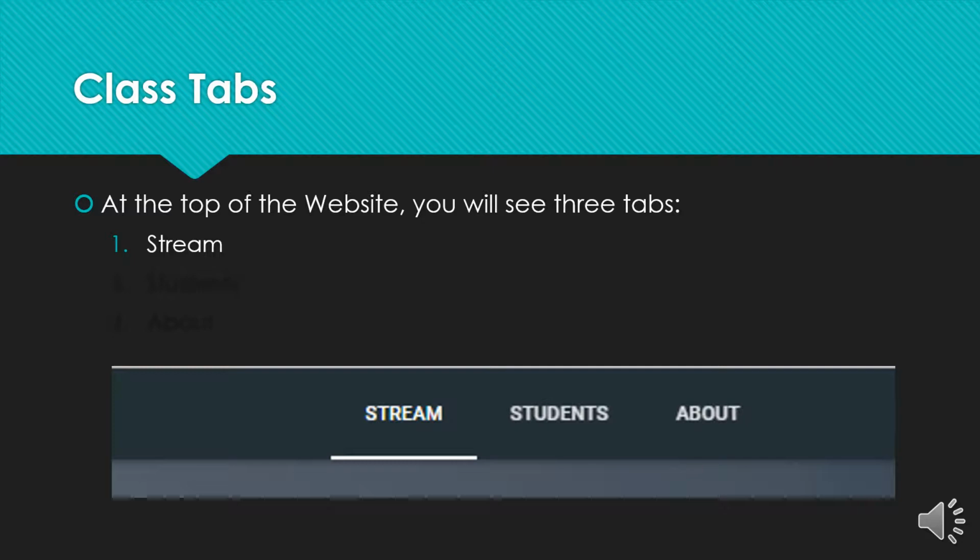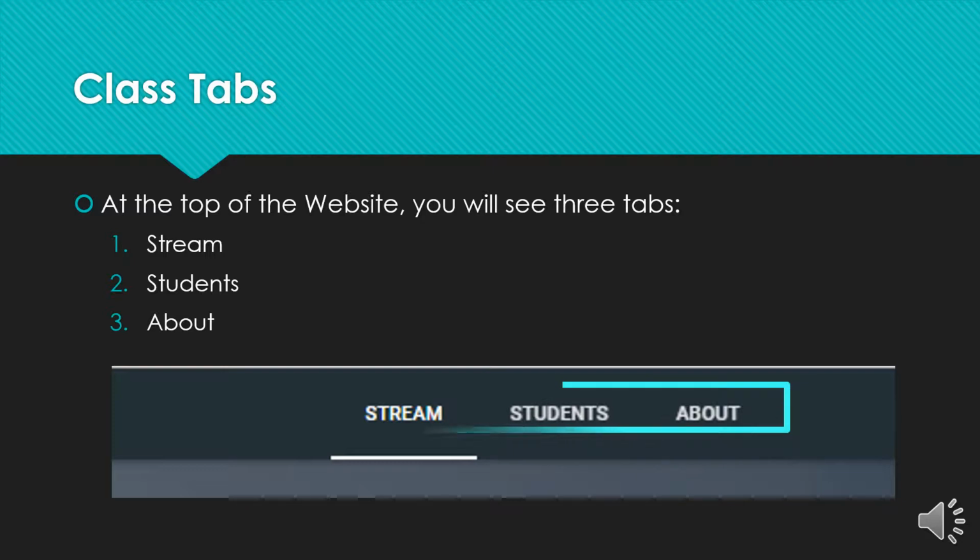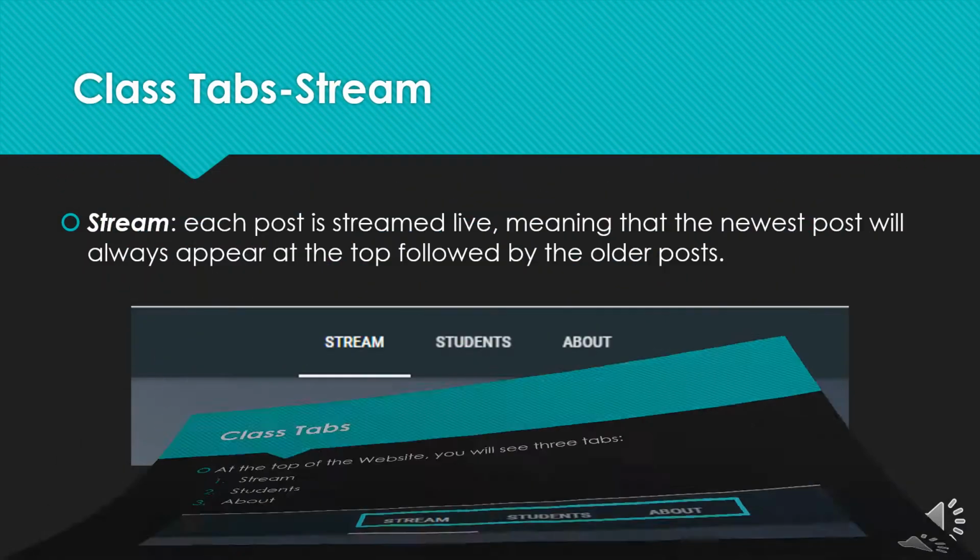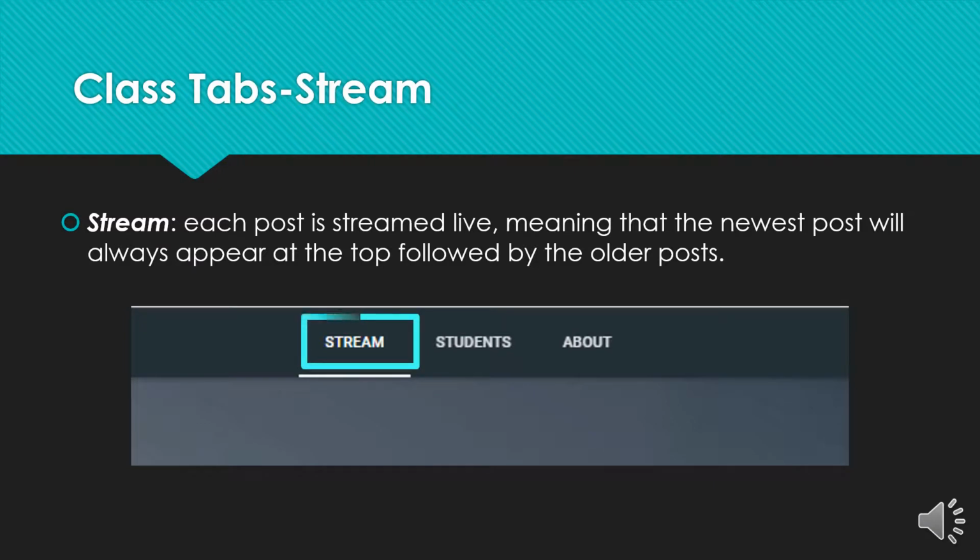The class tabs, if you look at them, will be at the top of the screen. There are 3 of them. You're going to be seeing a tab for Stream, Students, and About. Class tabs, the Stream. Stream means that each post is streamed live, meaning that the newest post will always appear at the top, followed by the older posts.